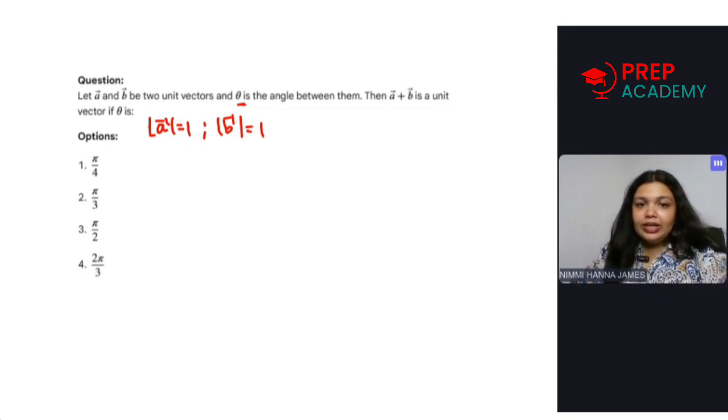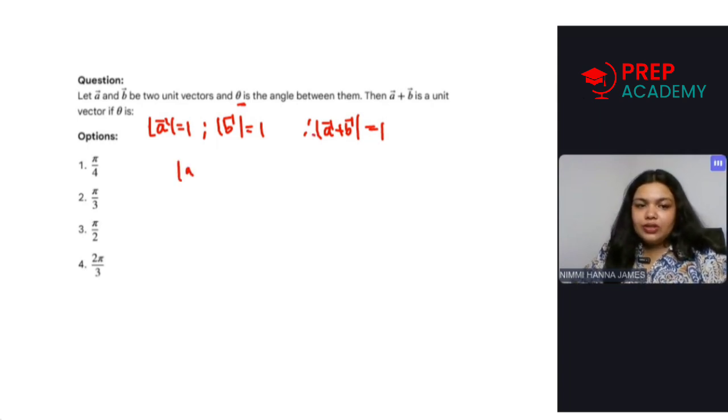Now we want to find the angle between a and b, given that a plus b is a unit vector. So we are taking that a vector plus b vector is a unit vector. The modulus of a plus b vector is equal to 1. Now we want to find what theta is. For such questions, we do squaring.